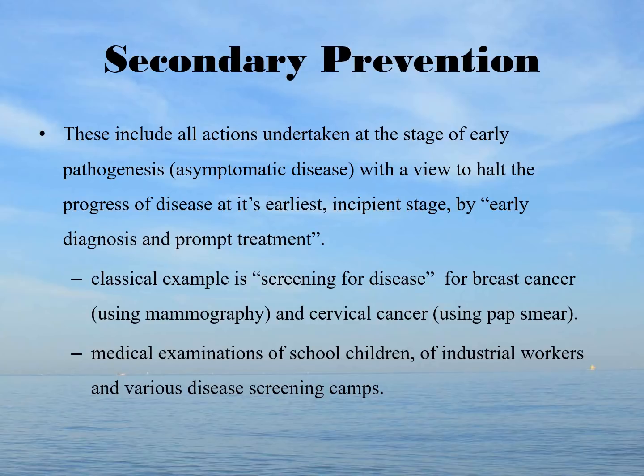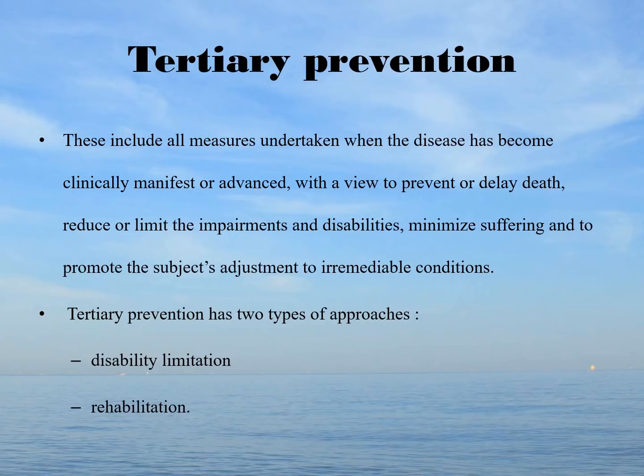Secondary prevention. This would include all actions undertaken at the stage of early pathogenesis with a view to halt the progress of disease at its earliest by early diagnosis and prompt treatment. Classical example of which is screening for disease such as breast cancer and cervical cancer, either using mammography or pap smear, or annual exams when you go to school, or physical examinations for workers.